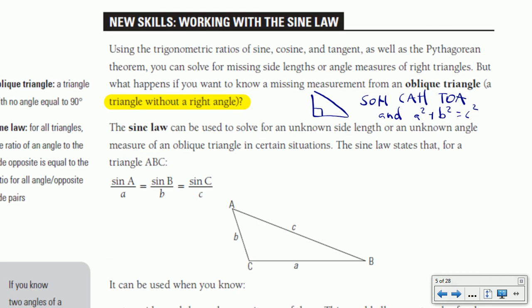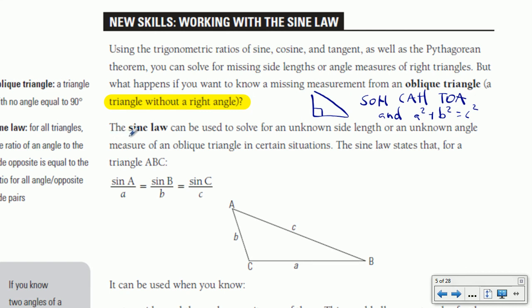So now we're on to sine law. Using the trig ratios sine, cosine, and tangent, as well as Pythagorean theorem, you can solve for missing side lengths or angle measures of only right angle triangles directly. But what happens if you want to know a missing measurement from an oblique triangle? In other words, a triangle without a right angle.